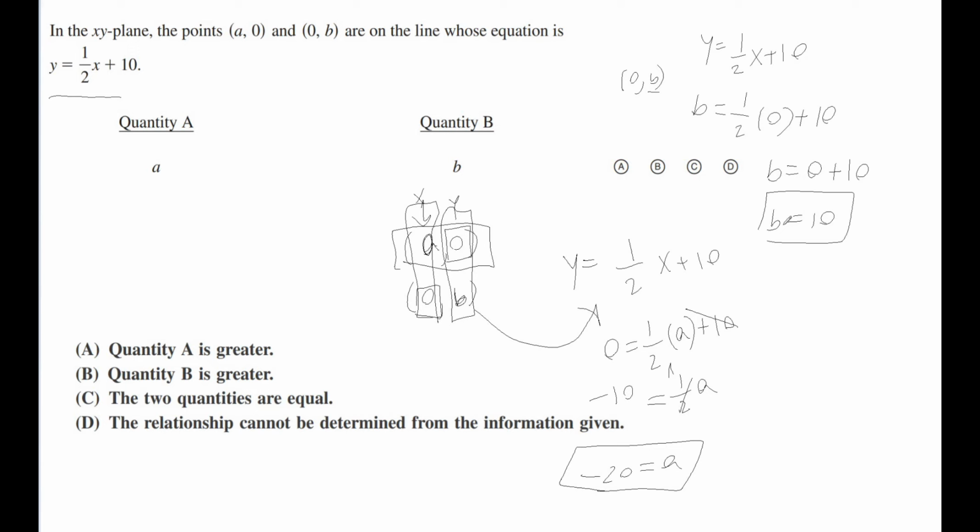So now we know that b is equal to 10, a is equal to negative 20, so b is greater than a. And then our answer is b is greater than a, so the answer is b.